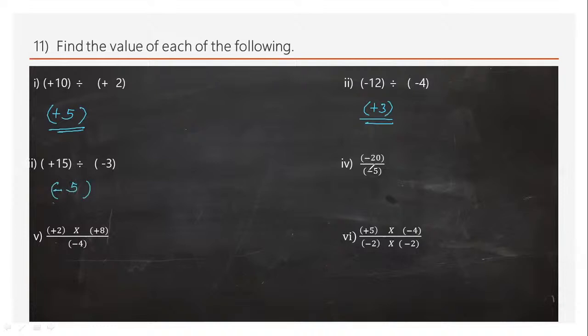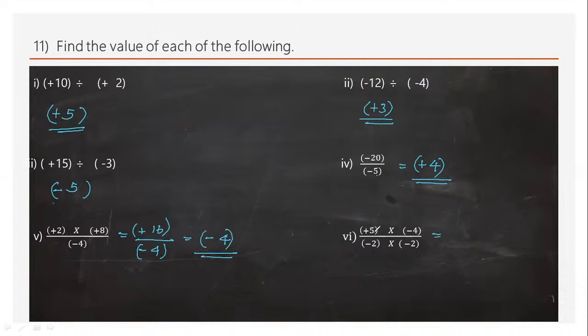Minus divided by minus, then you can write plus. 20 divided by 5 is 4. Plus 4. And this one: first of all, we can simplify over the line. Plus 2 times plus 8 is plus 16, divided by below the line minus 4. Then the answer is plus divided by minus, minus, 16 divided by 4 is 4. Answer is minus 4.